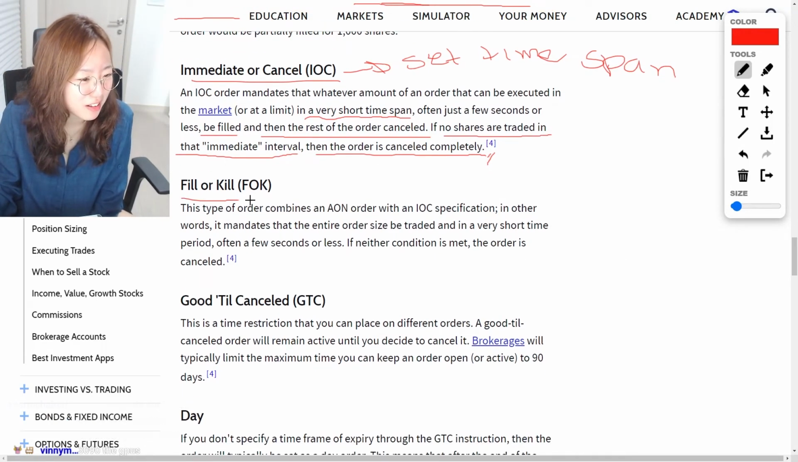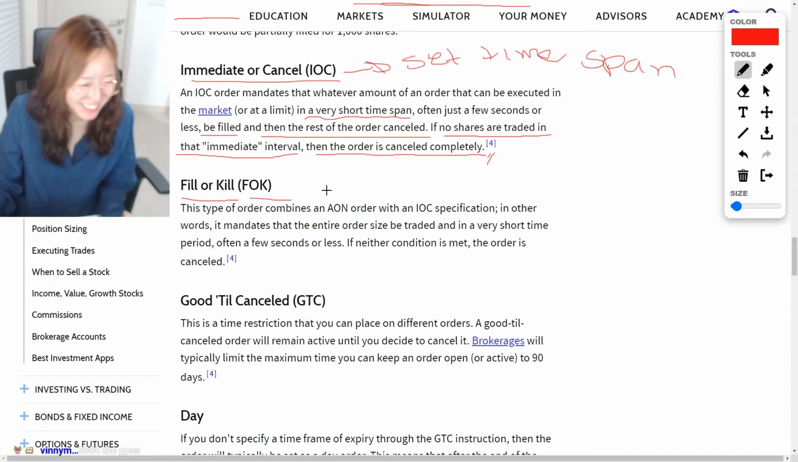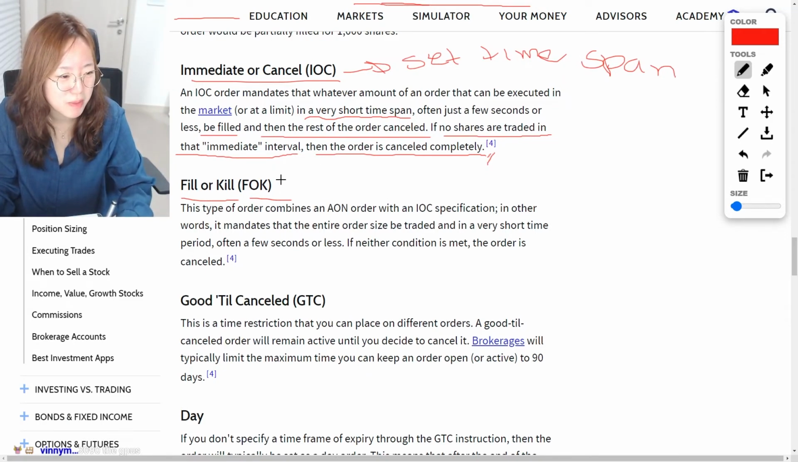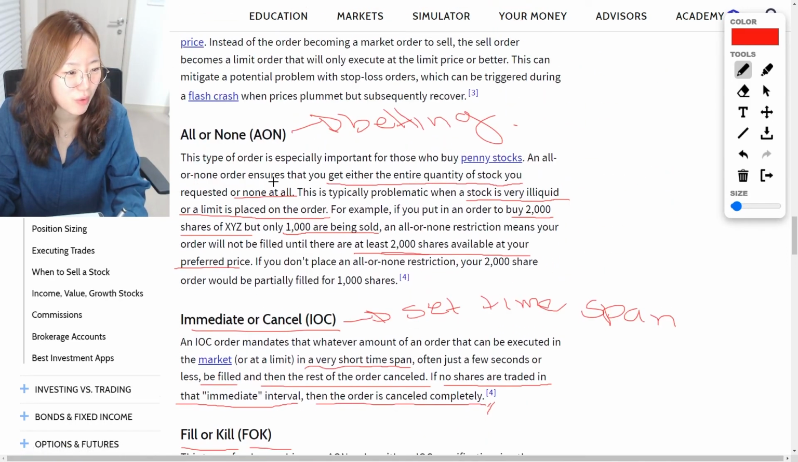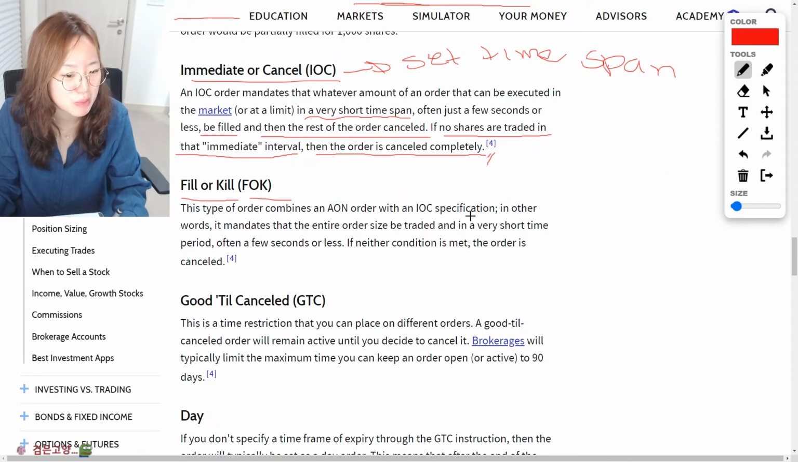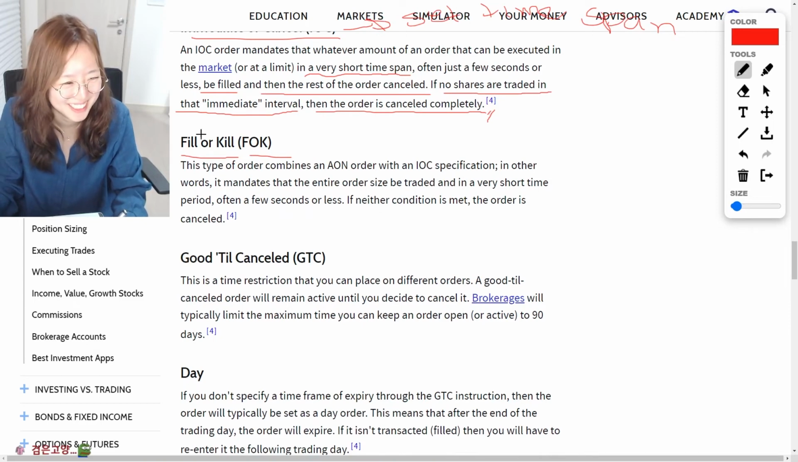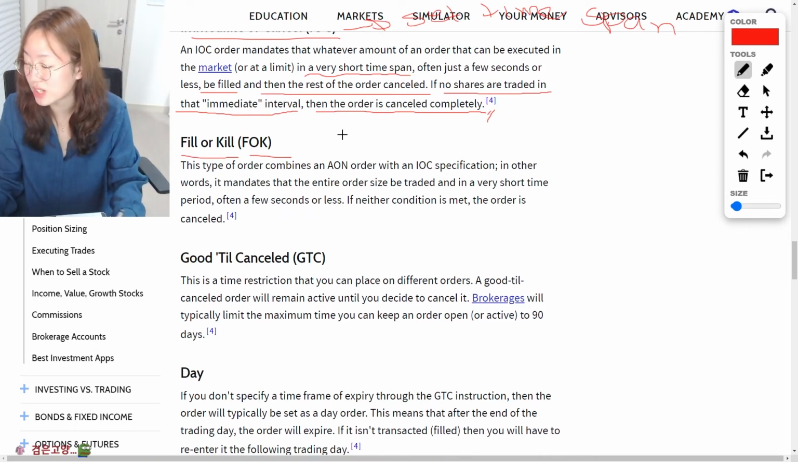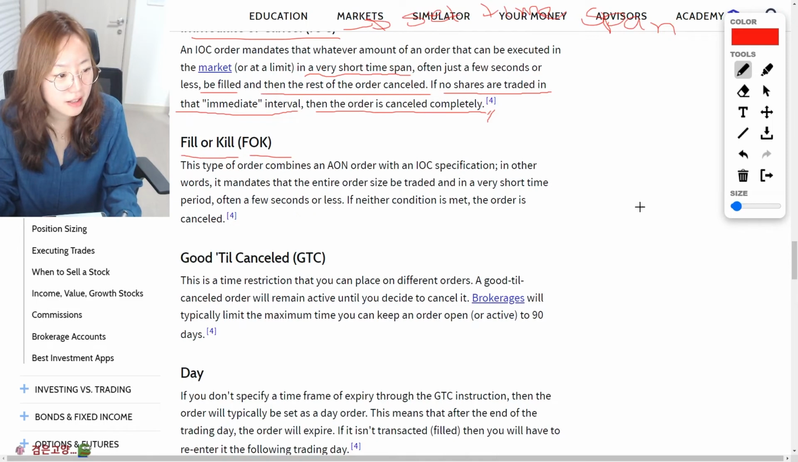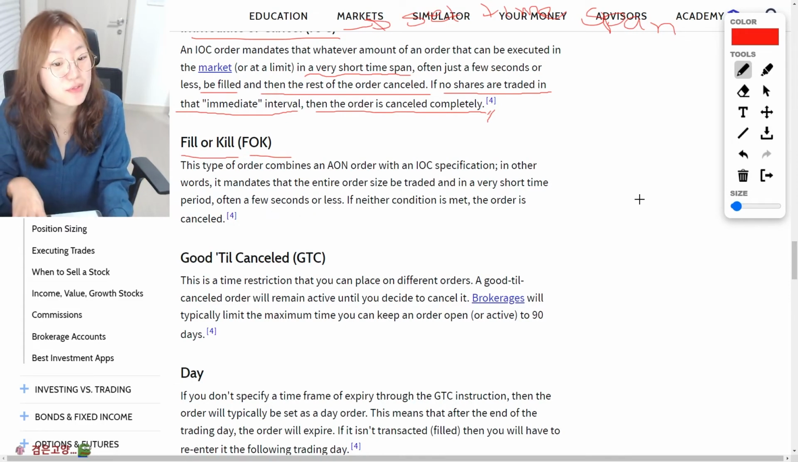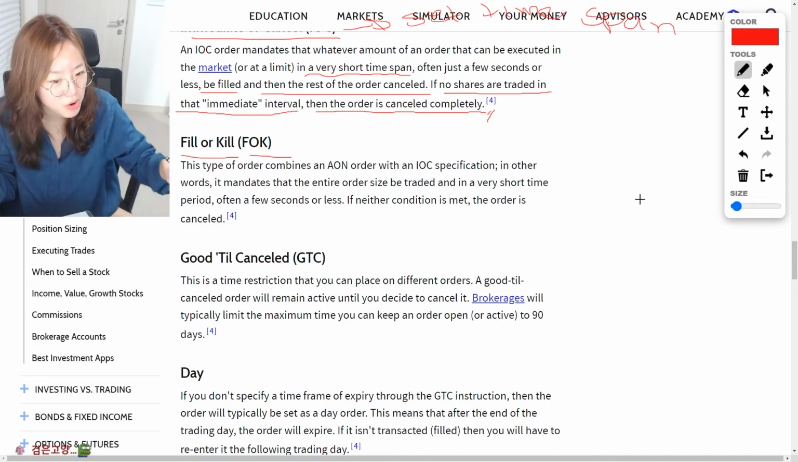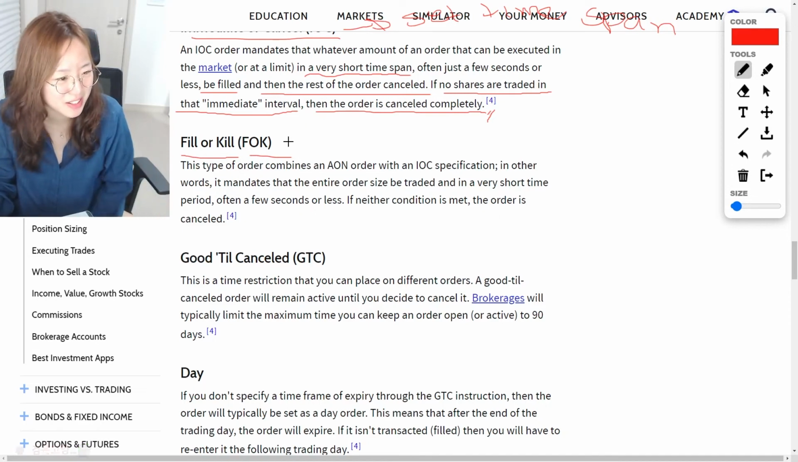Fill or kill? This is the FOK method. This type of order combines an AON. What the hell is that? Oh, all or none with IOC specification. FOK. This is not swearing, guys. In other words, it mandates that the entire order be traded in a very short time period or it's canceled.